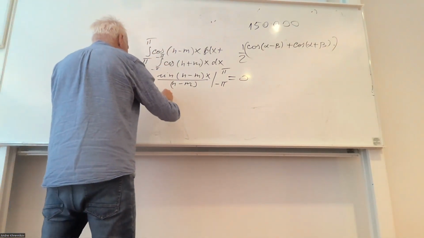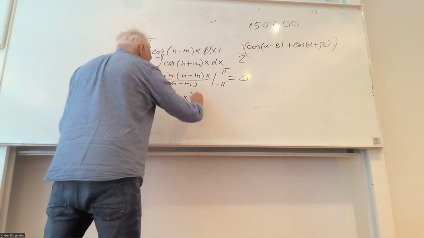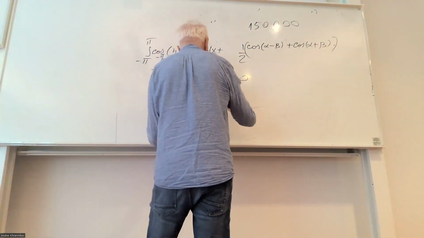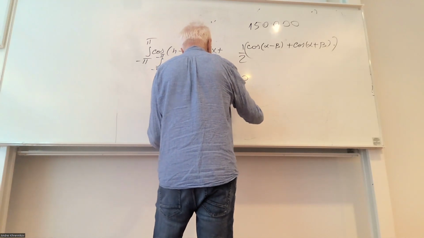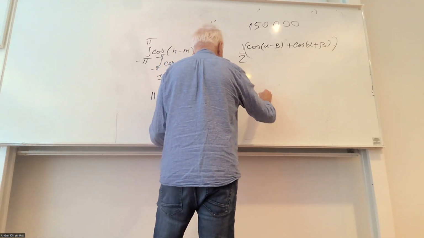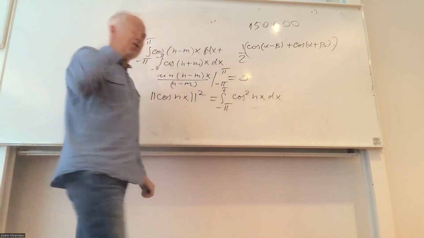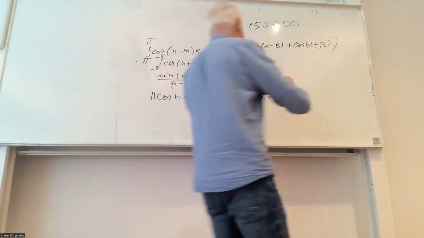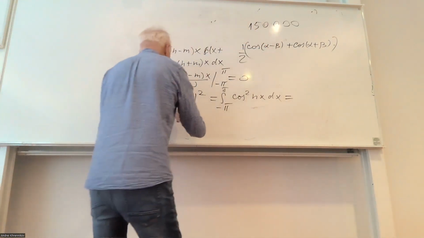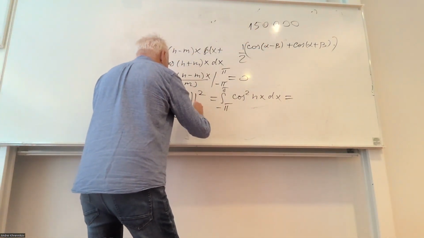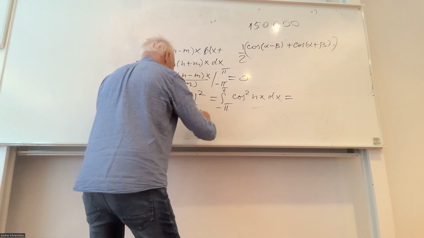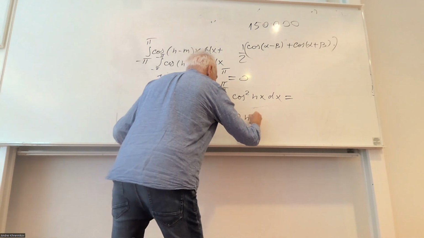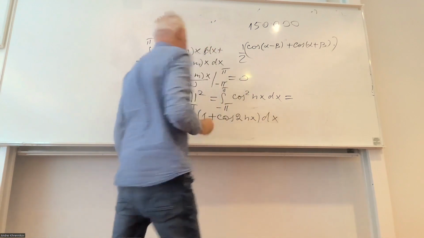What is the squared norm of cosine nx? It is the integral from minus pi to pi of cosine squared nx dx. And here I even remember how to go from cosine squared to the double angle: minus pi to pi, 1/2 times (1 plus cosine 2nx) dx.